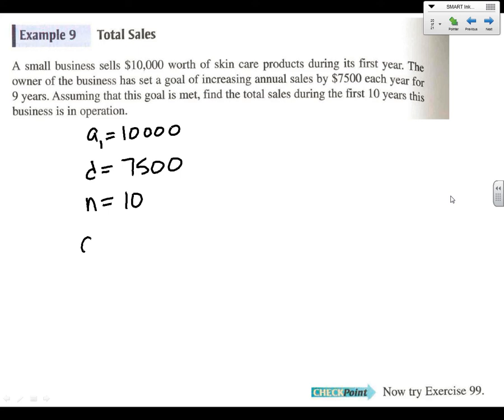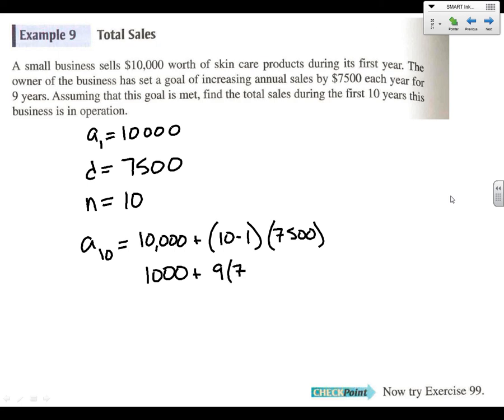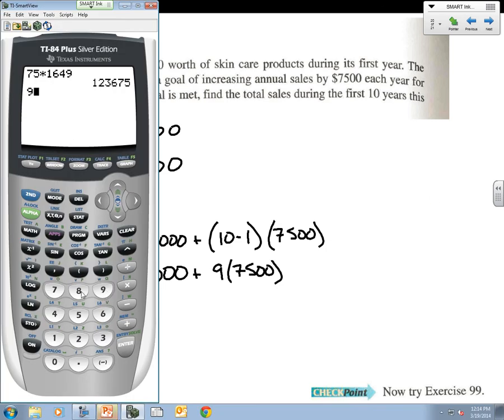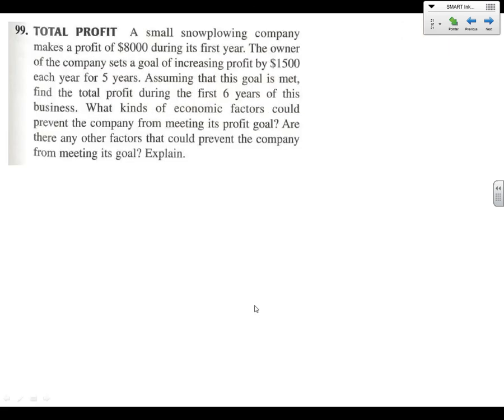All right, during the first 10 years total. So let's figure out how much you made in the 10th year. It is going to be 10,000 for the first year plus n minus 1, 10 minus 1 times 7,500. So 10,000 plus 9 times 7,500. And what's 9 times 7,500? Getting lazy here. Plus the 10,000 to start with. So in year 10, he's making 77,500.